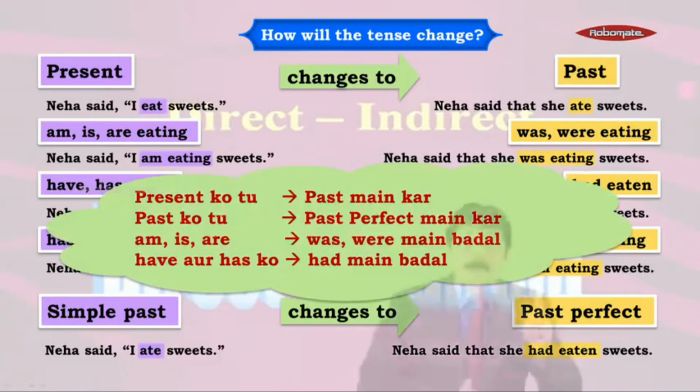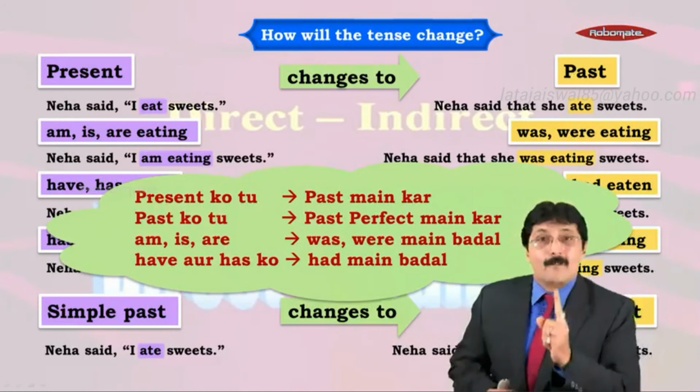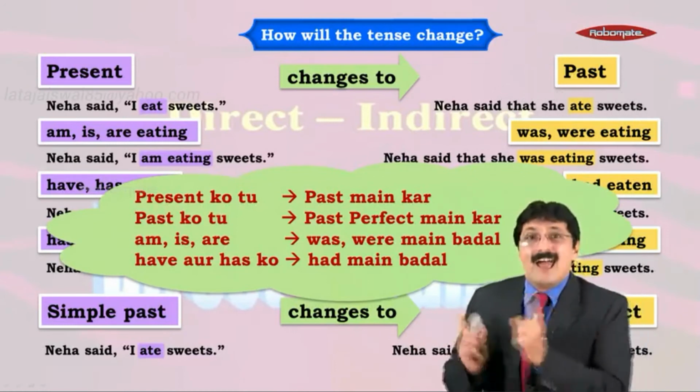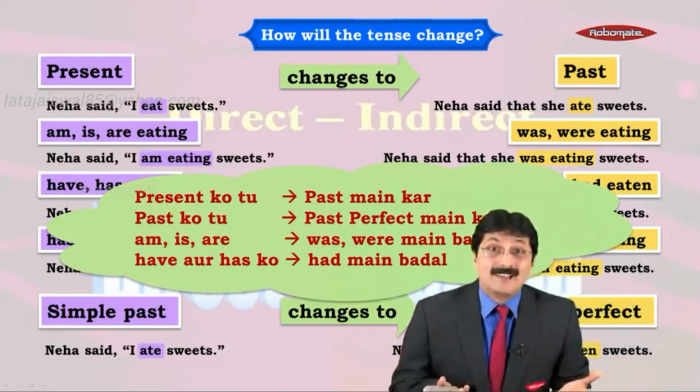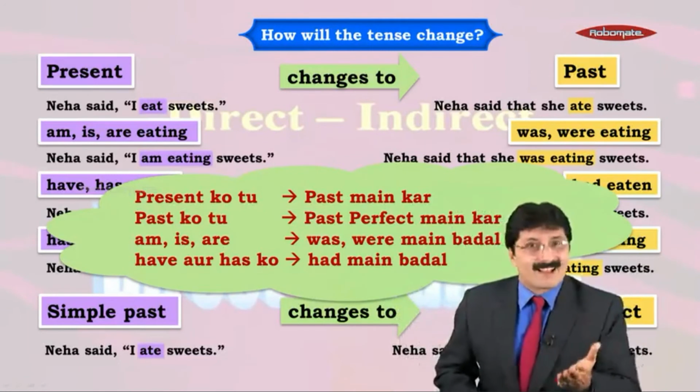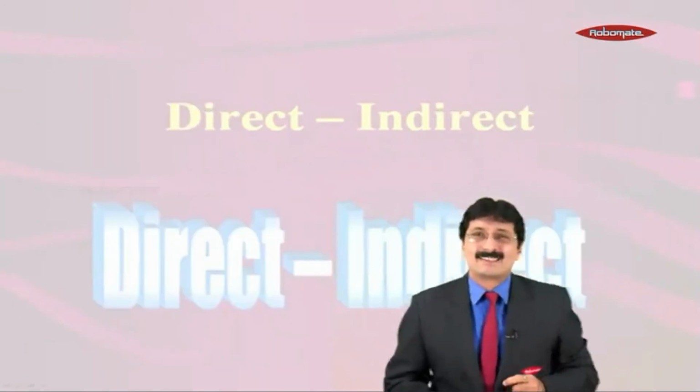Then what do? Present ko tu past mein kar, past ko tu past perfect mein kar, am, is, are, was, were mein badal, have or has ko had mein badal. All these changes we have expressed in this simple form. Clear? Moving on, my dear friends.